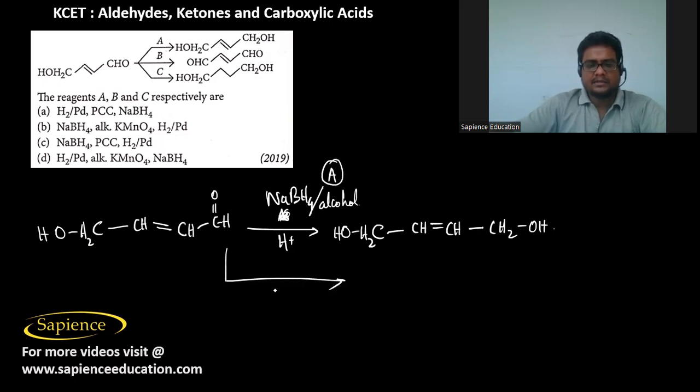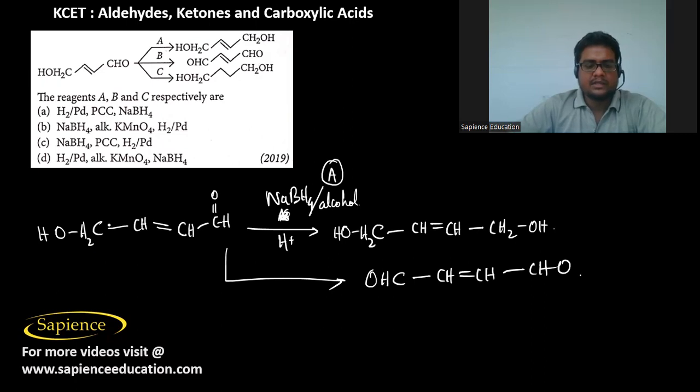And if reagent B is used, then it will give an aldehyde, CHO with CH and CHO. It means that it will keep this CHO and it will oxidize this primary alcohol into an aldehyde. So here we should use alcoholic KMnO4, which is the reagent B.